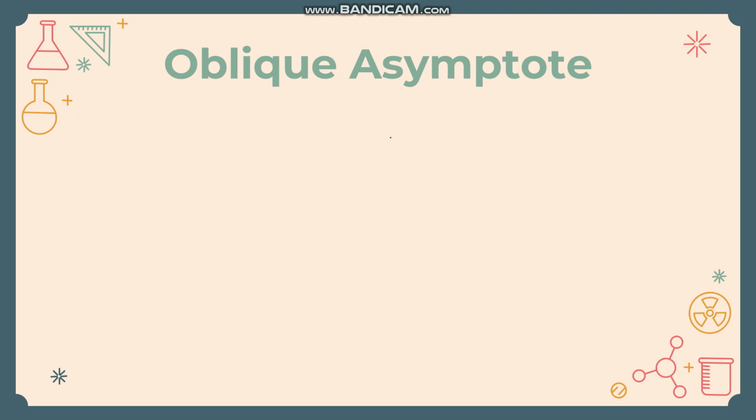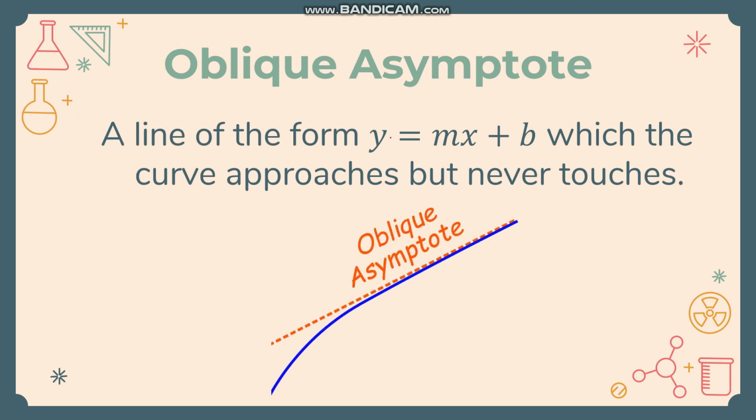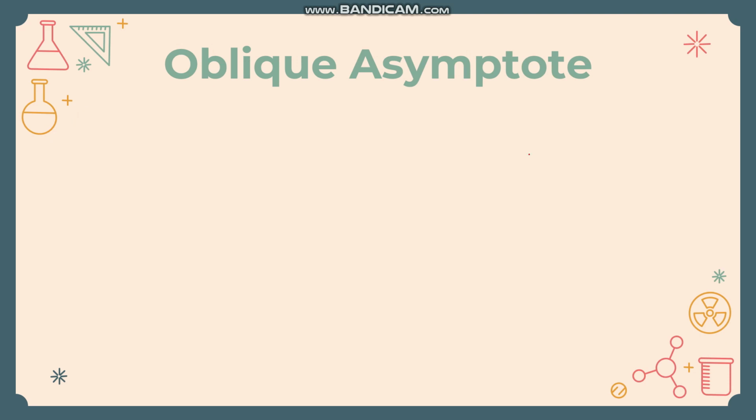And the last type of asymptote is what we call the oblique asymptote. It is a line of the form y equals mx plus b, which the curve approaches but never touches. For the oblique asymptote, this one is a slanted or diagonal line, and it is in the form y equals mx plus b.